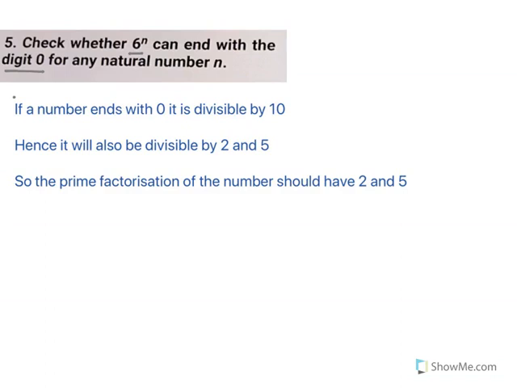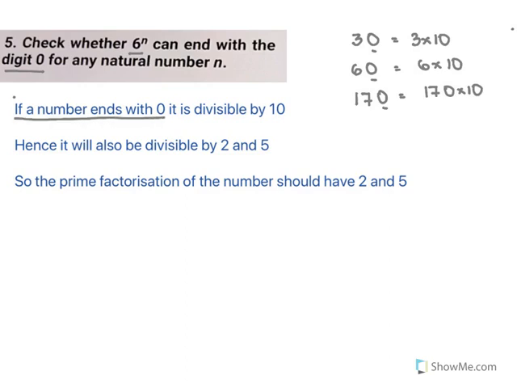Check whether 6 raised to n can end with a digit 0 for any natural number n. To understand the sum, let us take some examples of numbers that end with 0. Like we have 30, it ends with 0. Say we have 60, it ends with 0. Or we have 170, it ends with 0. All these numbers are divisible by 10. 30 is 3 into 10. 60 is 6 into 10. 170 is 17 into 10. So here, if a number ends with 0, it is divisible by 10.